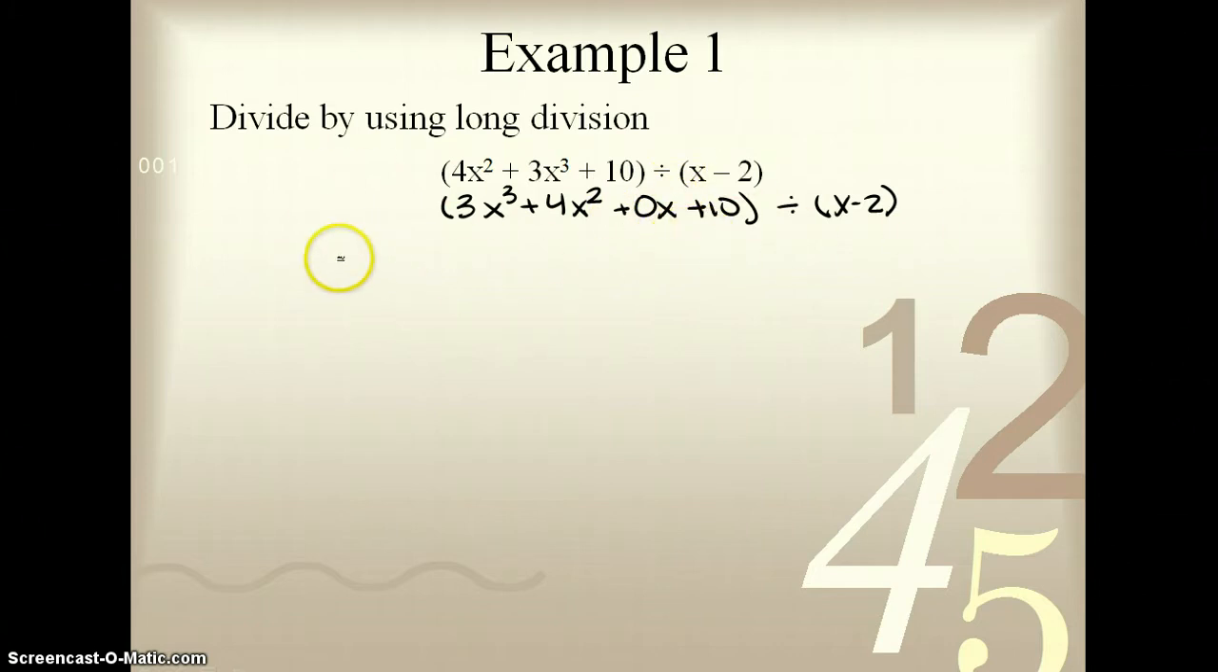From here, we need to set up the question for division. So it's going to be x minus 2, and we're going to divide that into 3x cubed plus 4x squared plus 0x plus 10. From here, we're going to start the division. Nothing needs to go above the 3x cubed. You don't want to put an x there because that would be confusing. So I am going to just put a closed off box to indicate that that space is not going to be used.